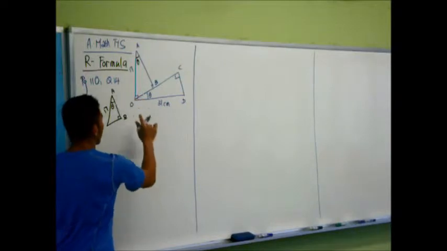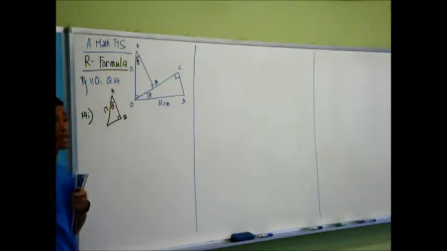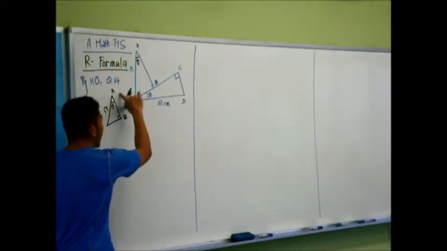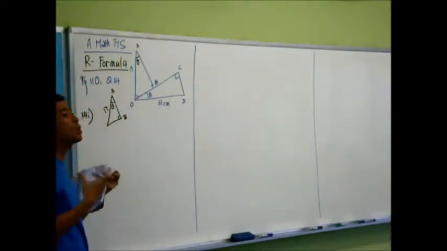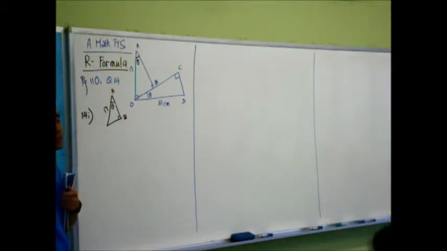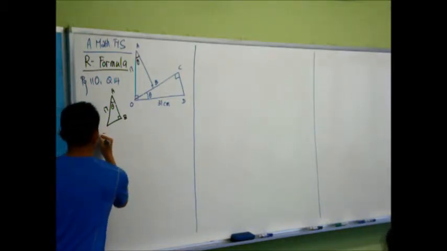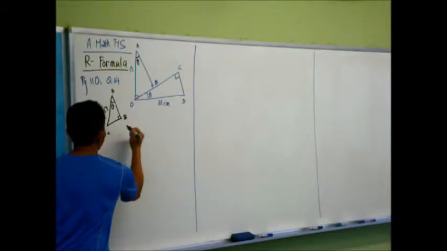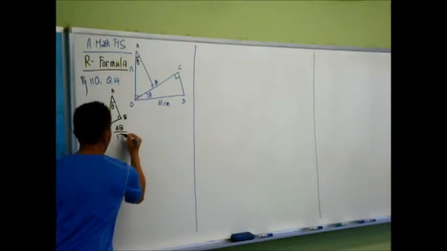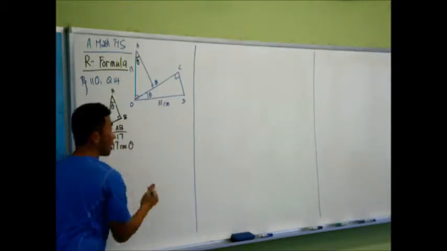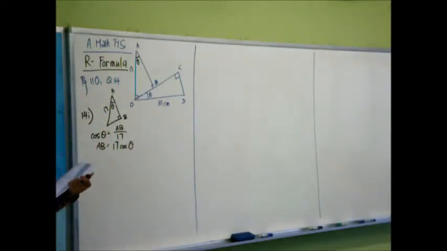I want to find AB. What side is AB with respect to theta? What side is it? Adjacent side. So adjacent side is given, hypotenuse is given. What trigo ratio do we use? Cosine. Thank you. So I shall say cosine theta must be adjacent over the hypotenuse. So what is AB? 17 cosine theta. Am I right? We are done for the first one.